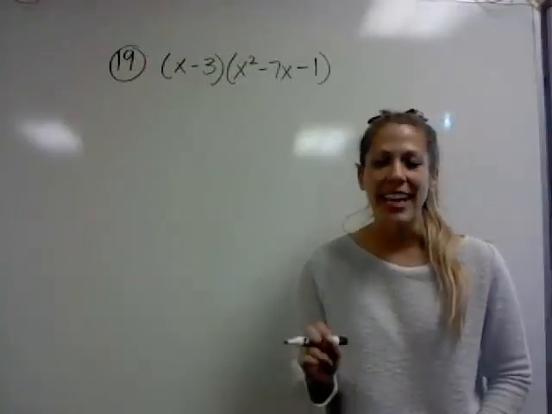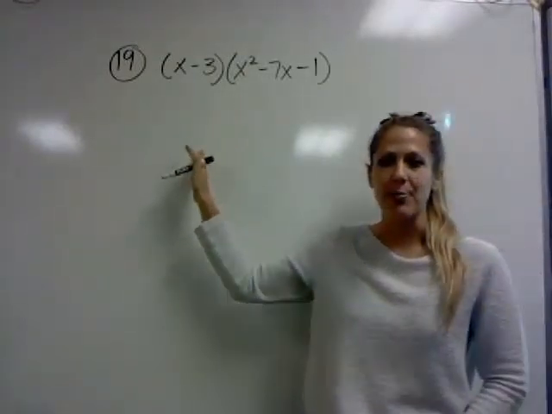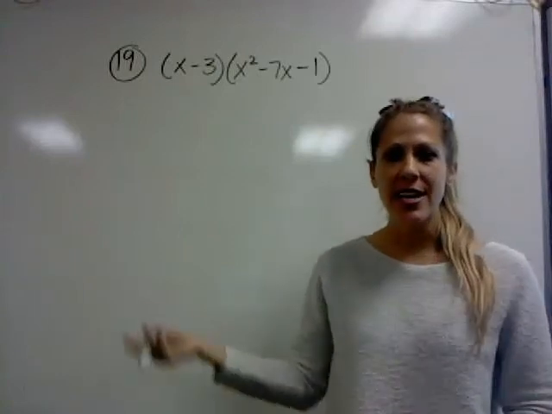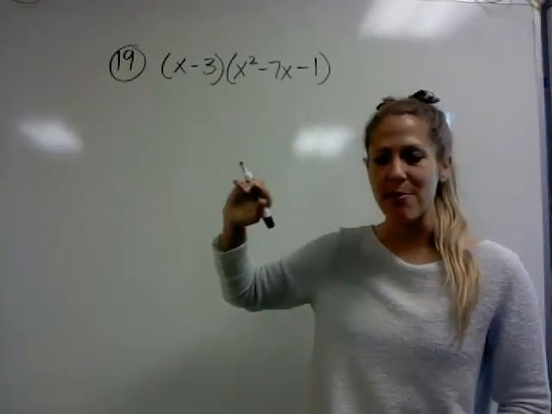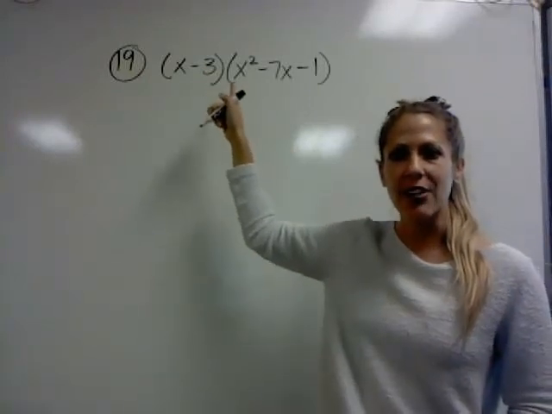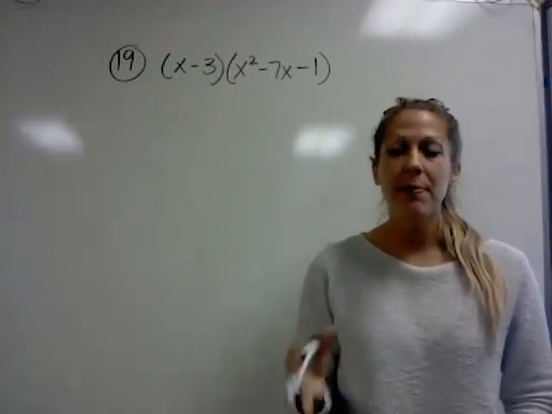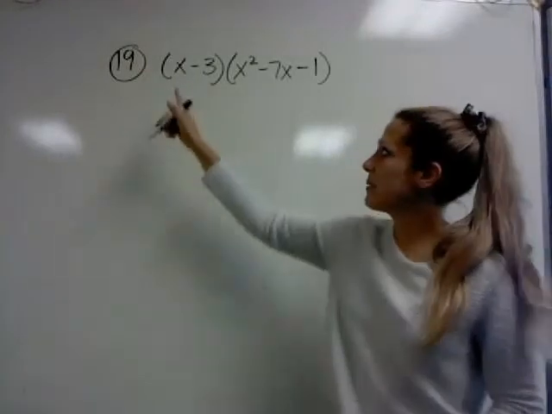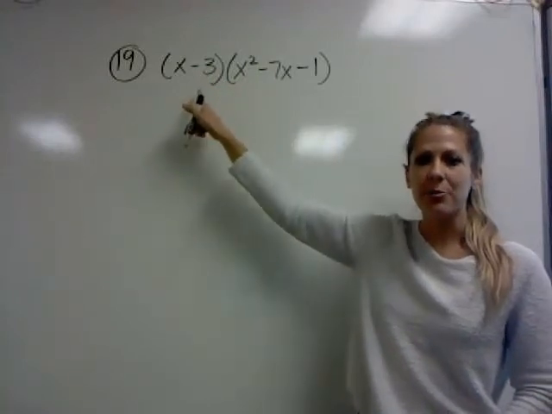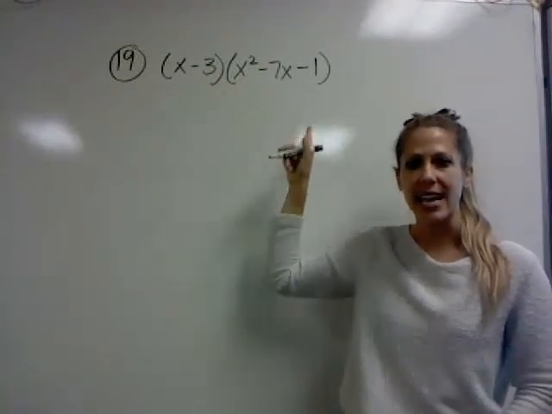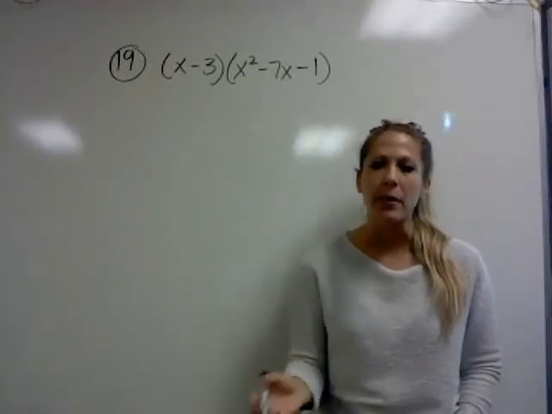For our next one, we're going to look at number 19 from the review. Number 19 is a multiplication problem. The reason I know it's multiplication is these two parentheses are sitting right next to each other, and there's no operation sign in between them. There's no plus sign, no minus sign, so it must be multiplication. You have to be careful because we need to multiply this x times everything in the second set, and we need to multiply the -3 by everything in the second set. So it's like using the distributive property, but we're going to be using it twice.